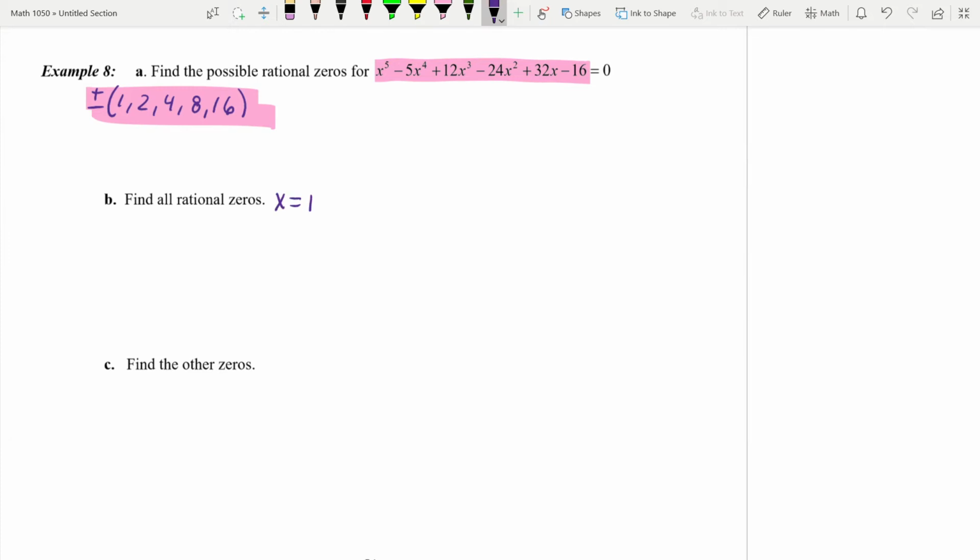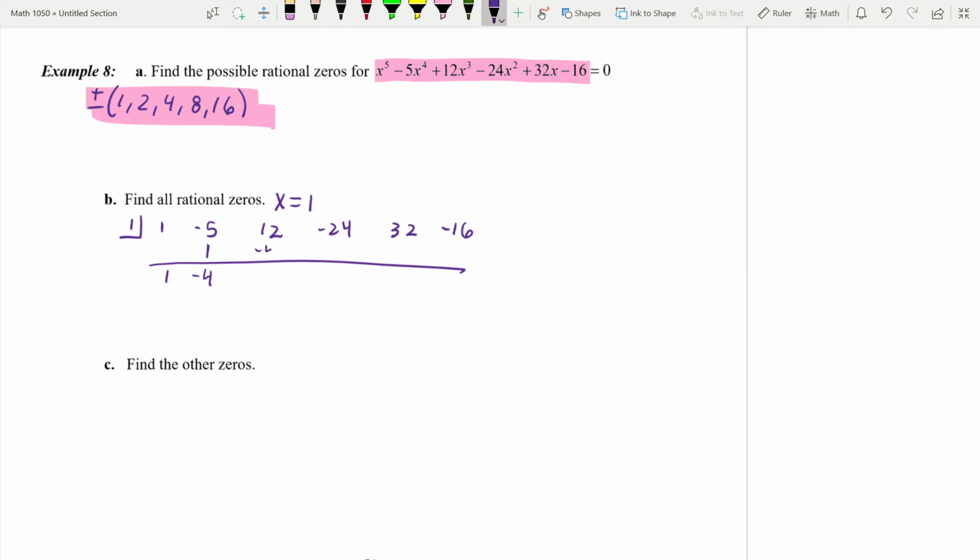Now I'm going to start breaking that big thing down by doing synthetic division. So put a 1 right there. 5, 4, 3, 2, 1, constant. I'm not missing anything. So 1, negative 5, 12, negative 24, 32, negative 16. Draw my line. The 1 comes down. 1 times 1 is 1. Negative 5 and 1 is a negative 4.